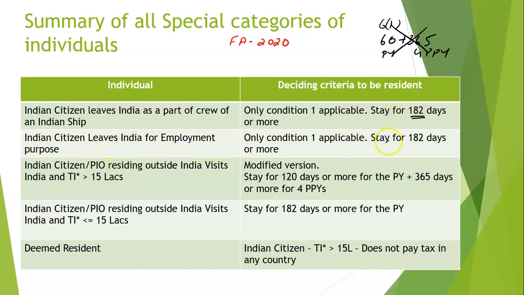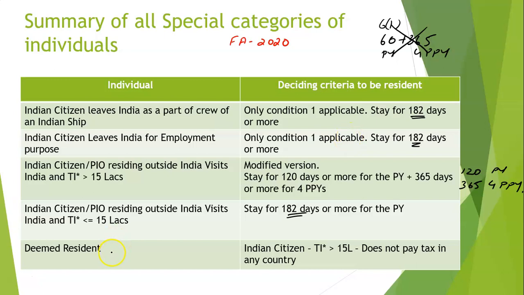Indian citizen leaves India for employment. Same. No change. Indian citizen or person of Indian origin residing outside India visits India with a total income from Indian sources exceeding 15 lakhs. We have a modified version of the basic conditions. Replace 182 with 120, and along with it you need 365 days or more for the 4 preceding previous years. We need both: 120 for the previous year and 365 for the 4 preceding previous years. Next, Indian citizen or person of Indian origin residing outside India visits India, but total income does not exceed 15 lakhs. This is Indian total income. Will only be a resident if his or her stay is 182 days or more. No 60 plus 365. Fine.